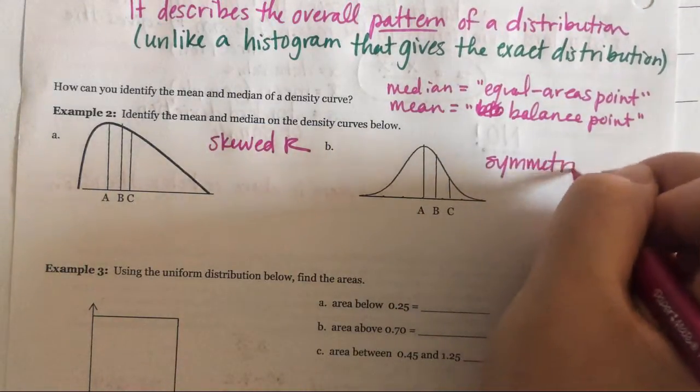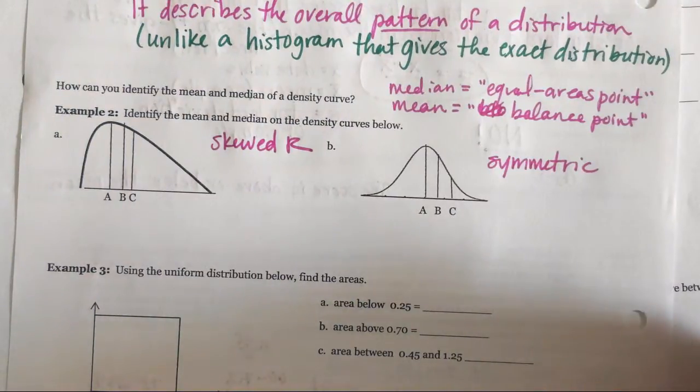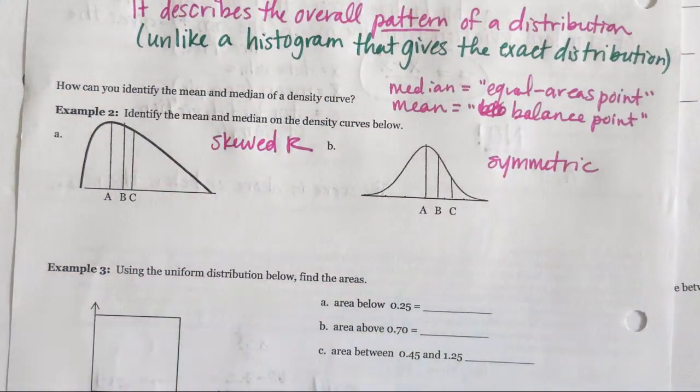Okay, I have some people putting it's perfectly symmetric. Be very careful when you start putting words like perfect. I would even say roughly symmetric. Nothing's perfect in life. Nothing's perfect.